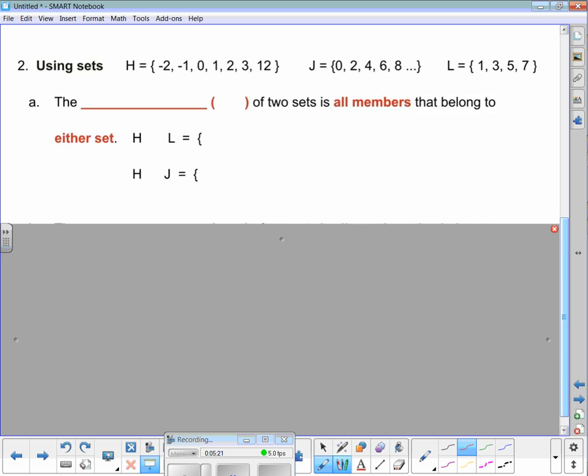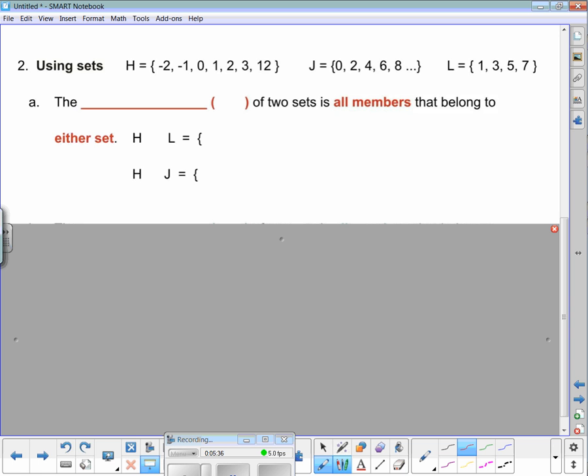Set H is finite or infinite? Hopefully you're thinking it is finite. Set J, finite or infinite? Hopefully you're saying infinite. Set L is finite. All right, you have to take that in mind. I'm going to use my red here.